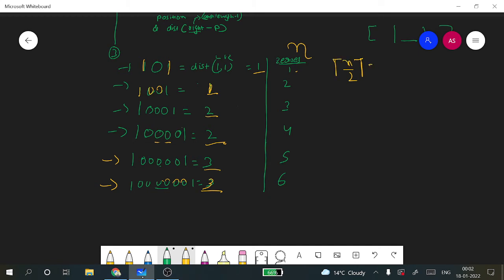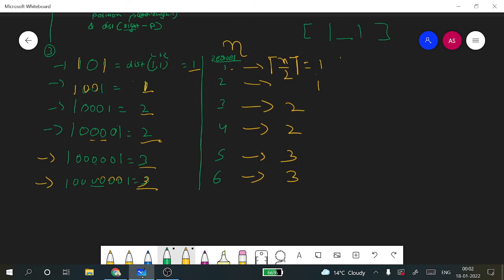n by 2 of ceil. So 1 by 2 of ceil is 1. Similarly for 2 by 2 it is 1. For 3 by 2 it is 2. For 4 by 2, 2. 5 by 2, 3. 6 by 2 is also 3. So a way of writing this is (n plus 1) by 2.